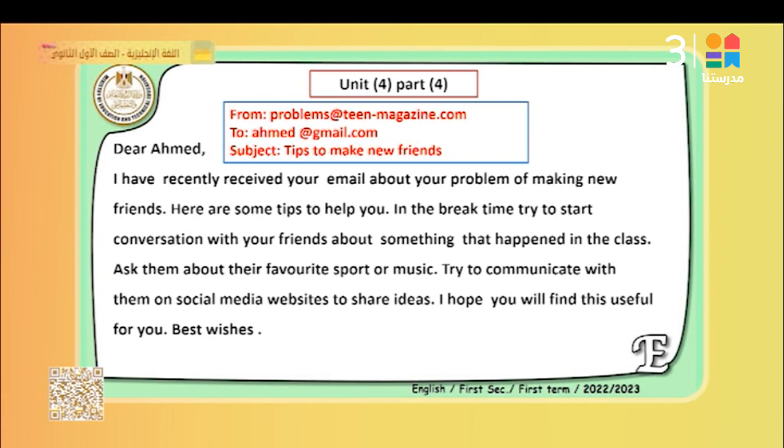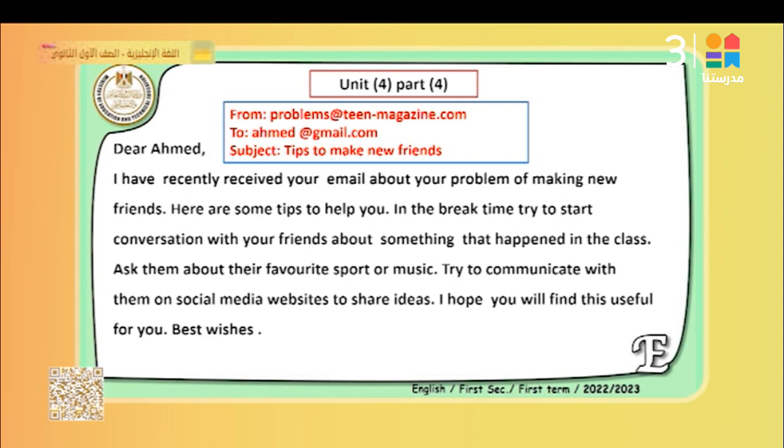We can say a tip, two tips, but advice is uncountable. We say some advice. Dear Ahmed, of course, here is a greeting. I have recently received your email about your problem of making new friends. This is the body of the email. Here are some tips to help you. So this is the reason why she writes the email, Aunt Carol, to give some tips to Ahmed.